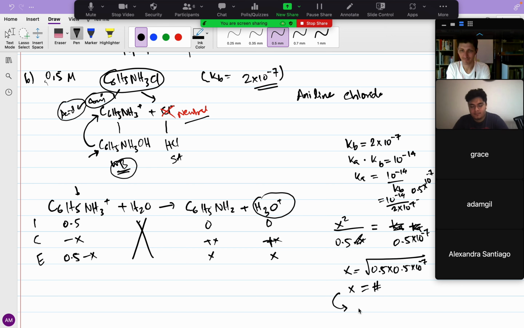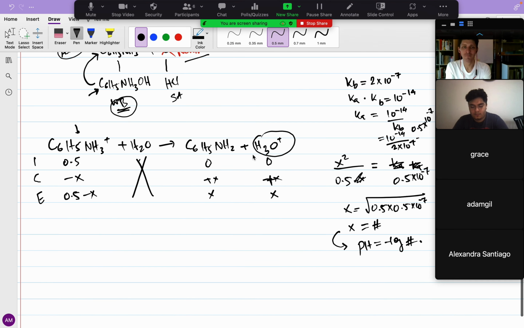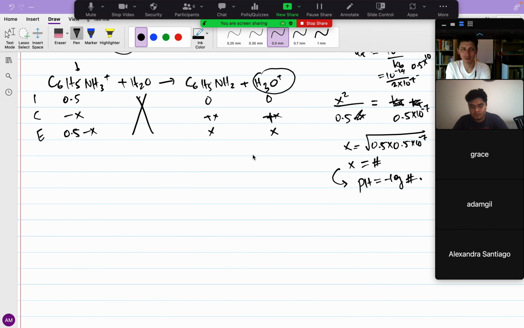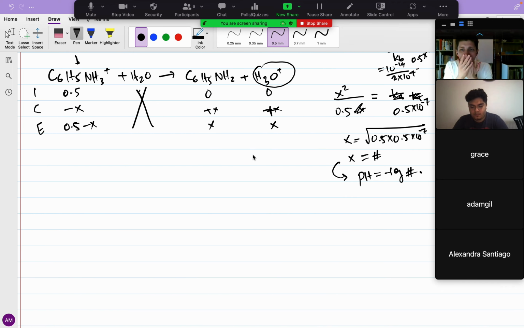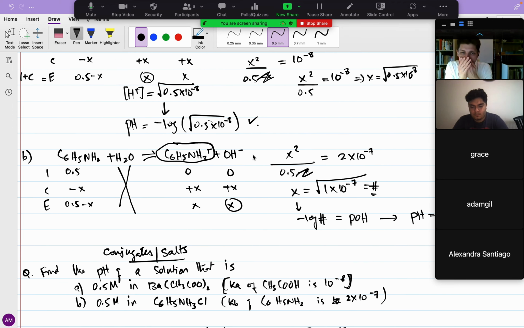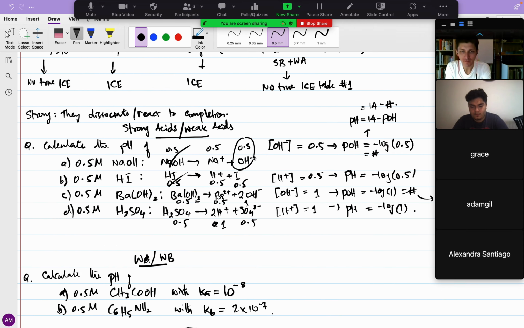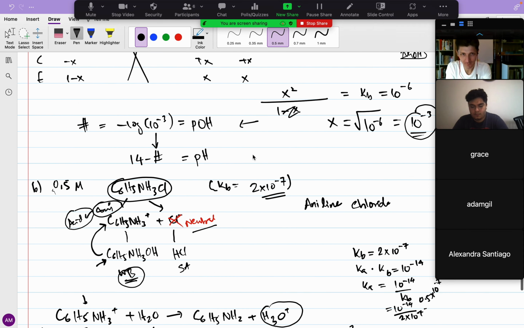Okay, since it's an H3O plus or H plus concentration, all I need to do is take the negative log and we're done. Great. Moving on to the last and most important section, titrations.